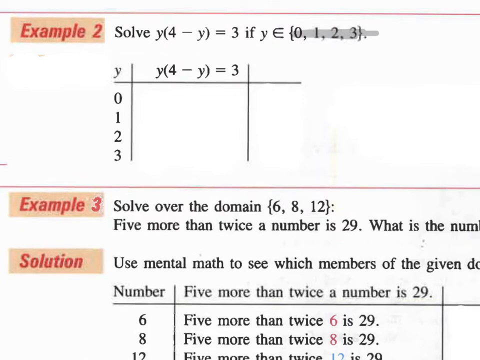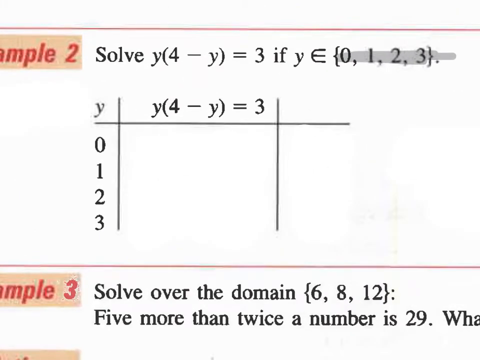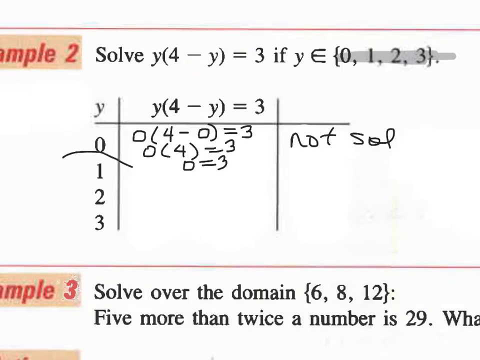So if I go ahead and replace, I'll write it big here so you guys can see. So I'm going to put in a 0 for y, put the parentheses, and then 4 minus 0. So what do I do first here to simplify this one? Okay, I'm going to do the grouping symbols. So 4 minus 0 is just 4. But then anything times 0 is what? 0. So does 0 equal 3? Okay, so this one is not a solution so far. So the 0 did not work.